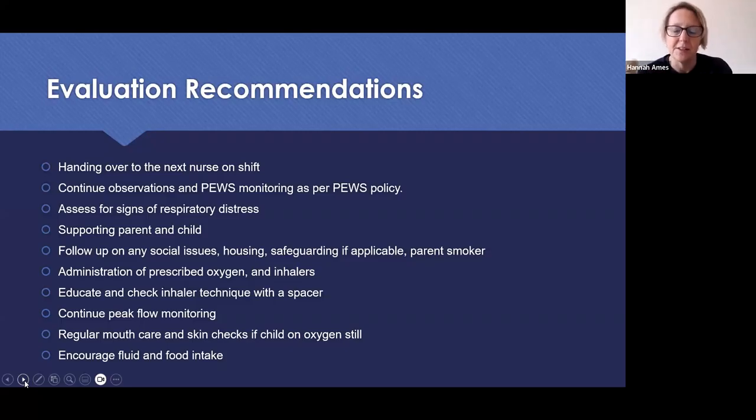If from your evaluation scenario it looks like the child has deteriorated and you're handing over to the doctor, you want to be really clear in your recommendations. I'm really concerned about this child. Maybe you've got a new escalated PEWS score, a very increased respiratory rate or some respiratory distress, and you just want that doctor to come and review them immediately. That is your recommendation. So just two possibilities there.